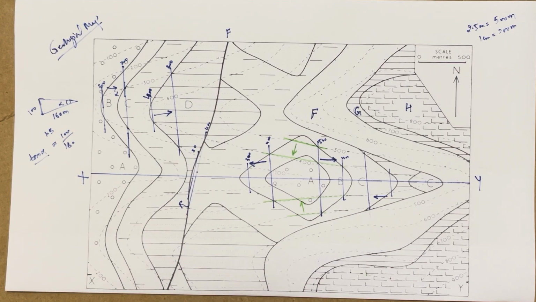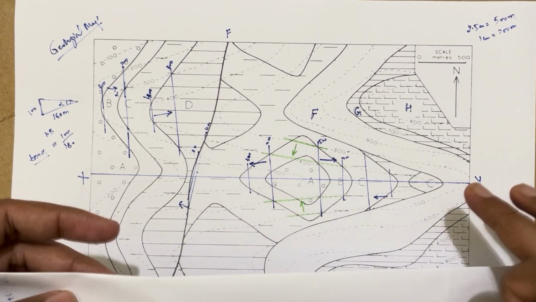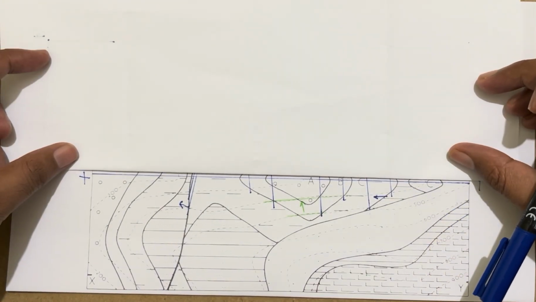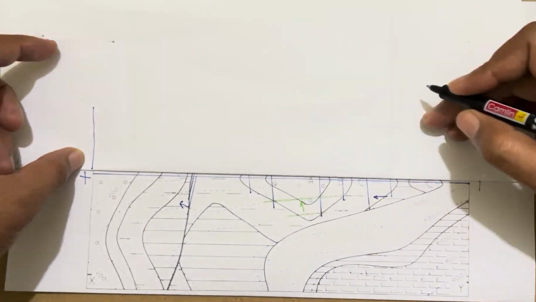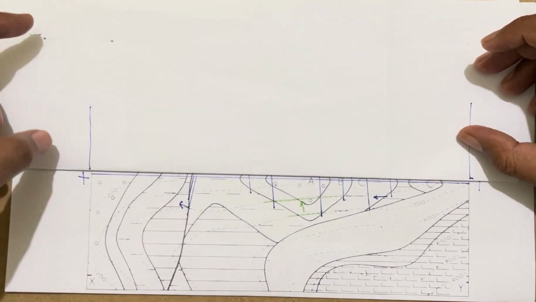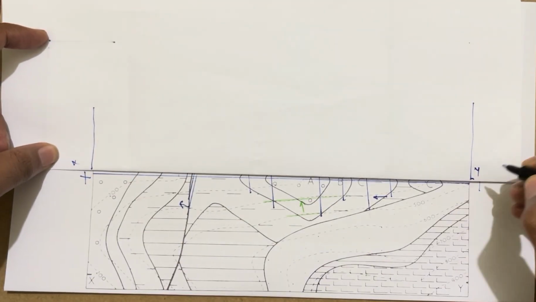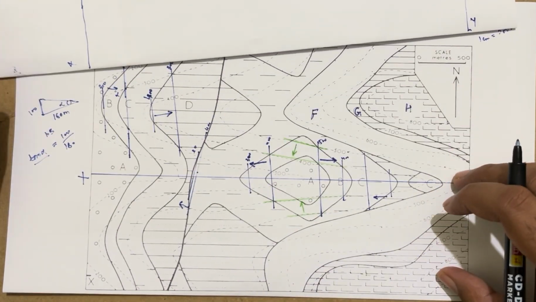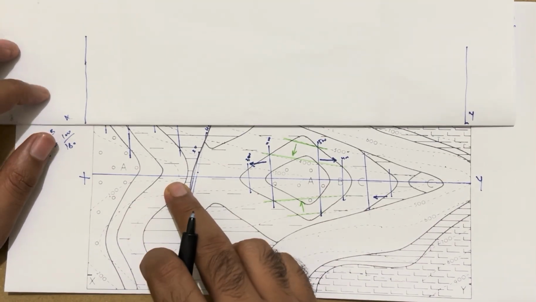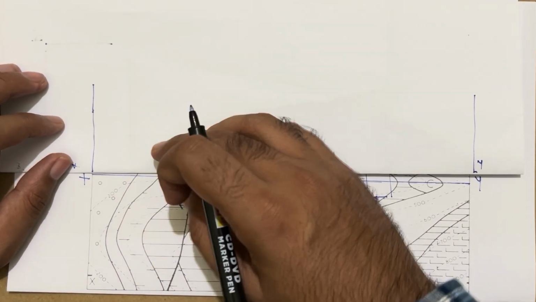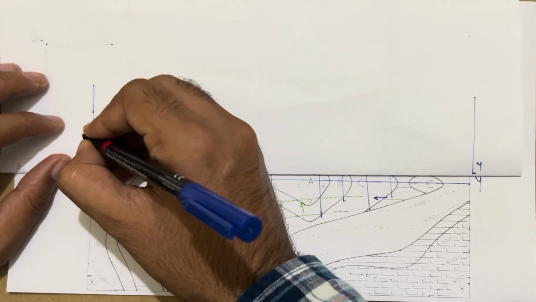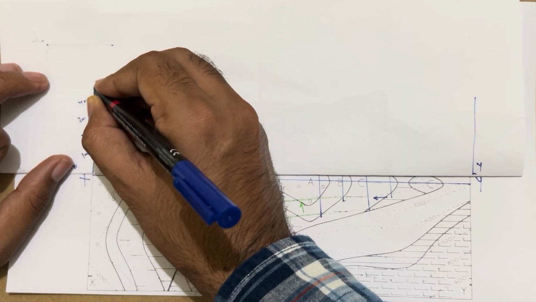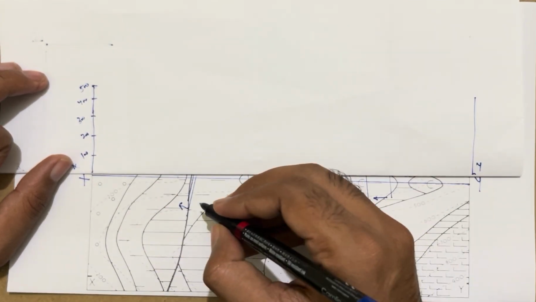So now we have to draw the, this is our x, this is our y, okay. After looking at this cross section, you are able to interpret more, okay. And this is our 200 contour, so this is our 100, this is our 200, 400, 500.